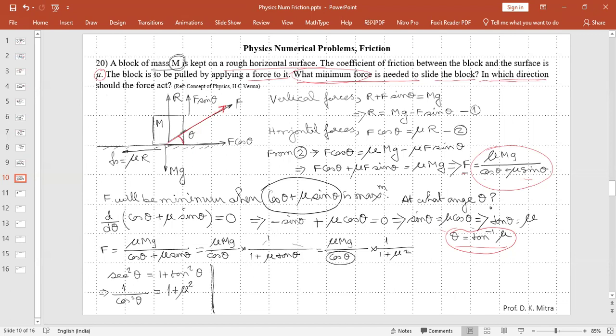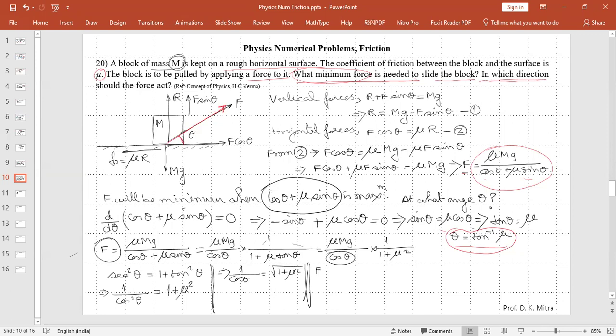Plus mu square, because tan theta is equal to mu. 1 plus mu square. So, therefore, we get 1 upon cos theta under root 1 plus mu square. That is so. Then what is the value of F min?